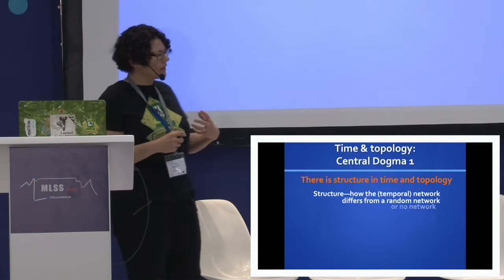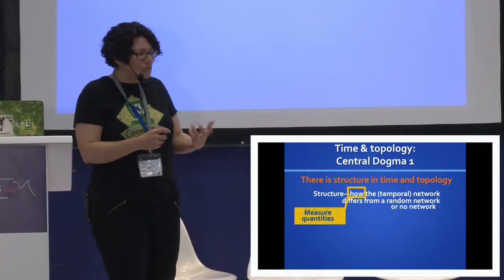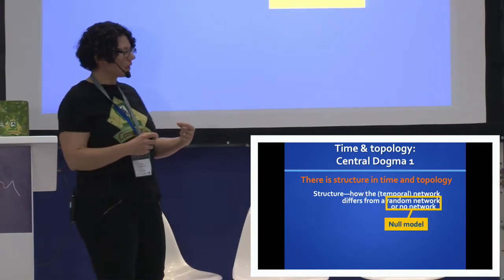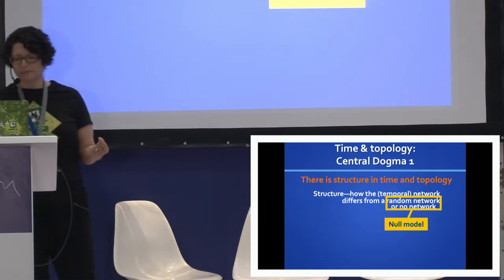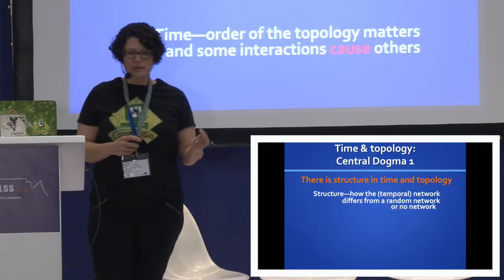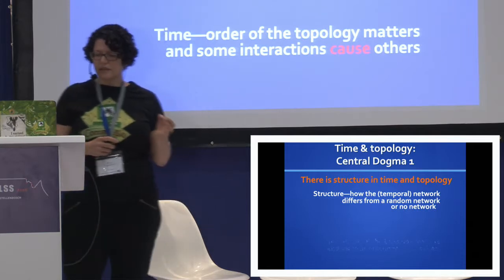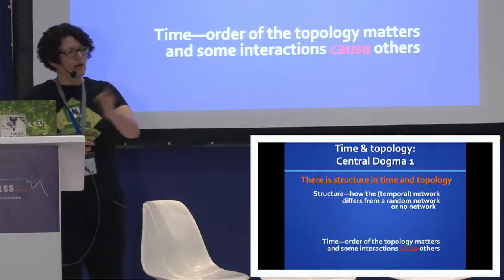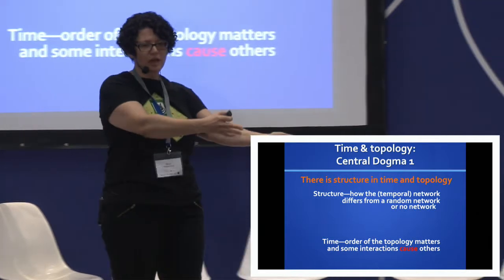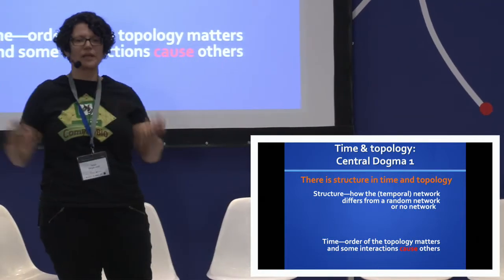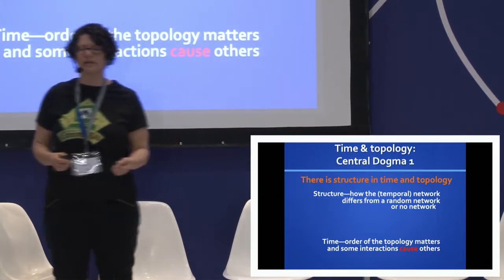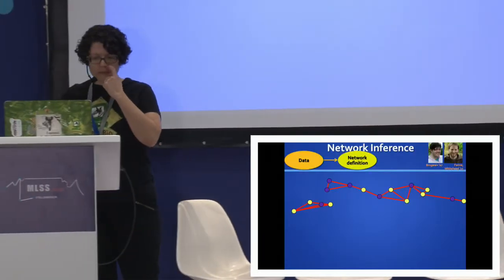The how part means we need some measure, we need to be able to measure quantities. And the random network or no network at all means we need some notion of a null model. Okay? The time part means that there's an order to the topology of the network. The fact that I first talk to you, Ben, and then Ben talks to somebody else, and that somebody else talks to somebody else, that order is important. There is causality, some interactions actually cause others. Right? And so let's start with network inference.